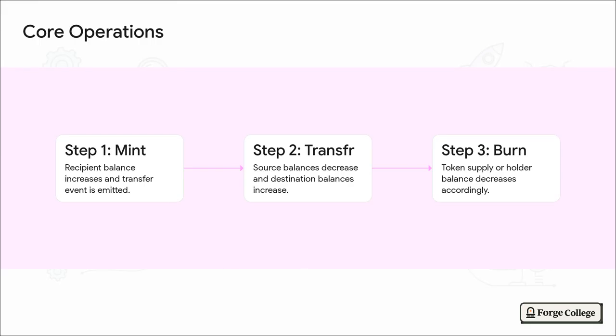And then step 3, the burn. This is where we make sure the overall token supply or the individual holder's balance genuinely goes down when tokens are destroyed. Let me tell you, there is absolutely nothing quite like the satisfying victory of running these scripts and seeing that solid wall of green pass checkmarks light up your terminal.